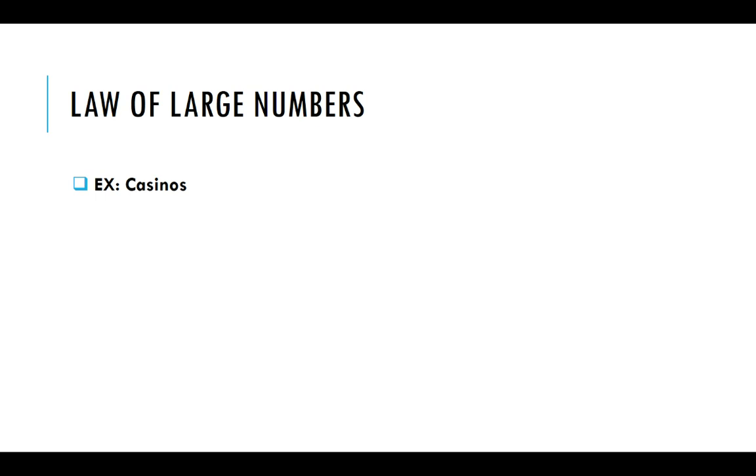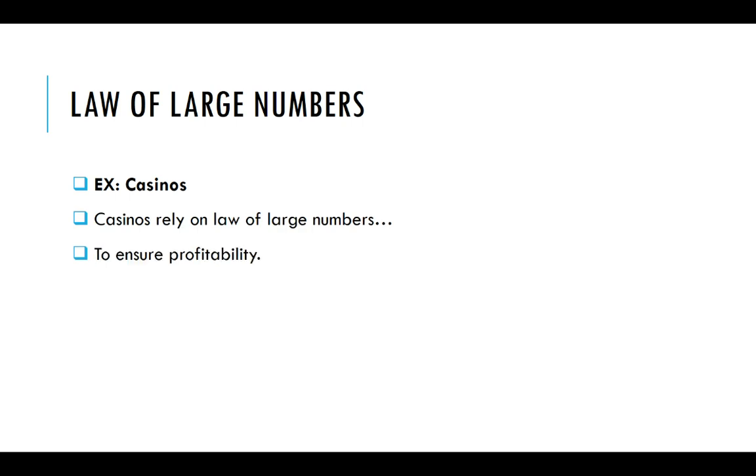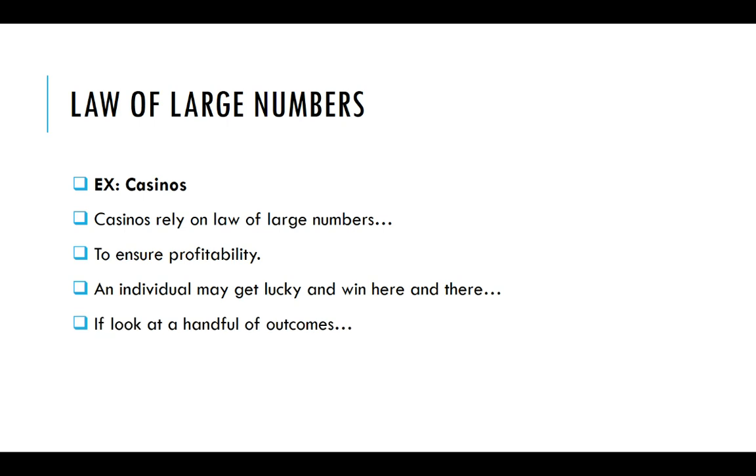Now, who might care about the law of large numbers? Well, one industry that cares about the law of large numbers is casinos. Casinos have to rely on the law of large numbers because that's going to help them ensure profitability. So let's think about just one person, right? Everyone agree that an individual may get lucky and win here or there, right? So you get one friend, they go in and they make a good chunk of money in the casino, and that happens. So if we look at just a handful of outcomes where I might get a few people that get lucky, well, it might look like a casino could lose money.